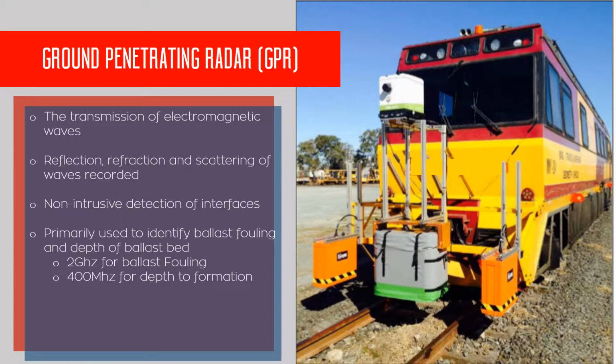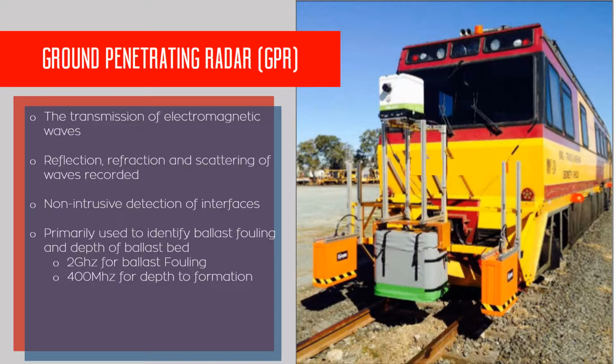Due to its non-intrusive ability to detect material interfaces, it has been increasingly employed within the railway industry in the last decade, capable of producing usable data for an entire network within a short period of time. The primary use of these instruments for the railway application is to identify areas of ballast fouling and the depth of the formation of ballast interface.